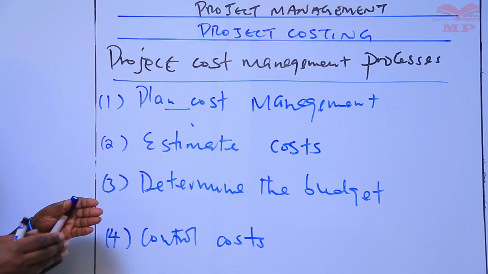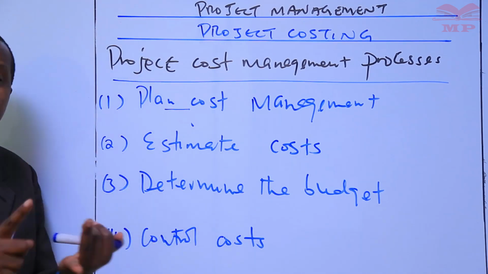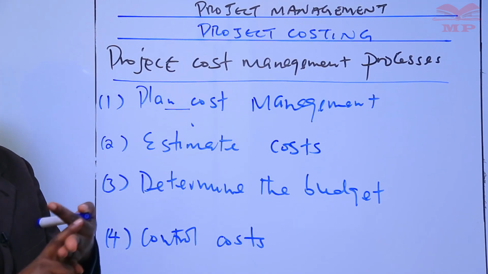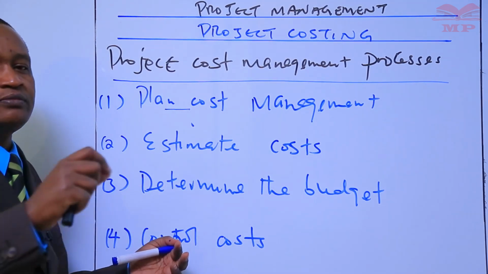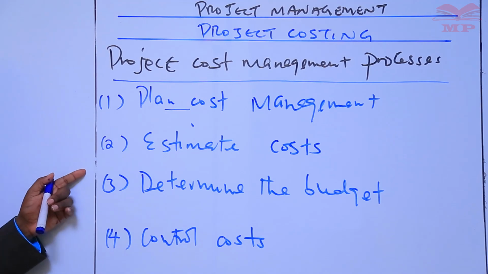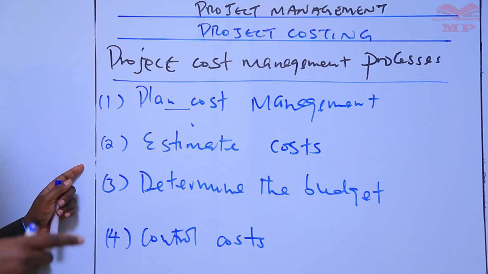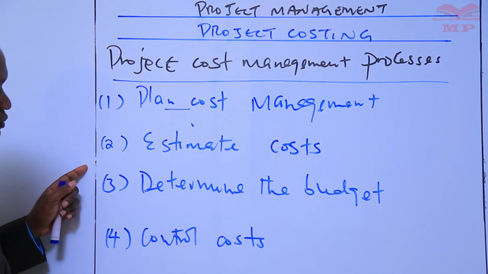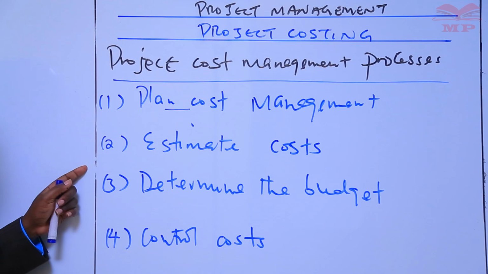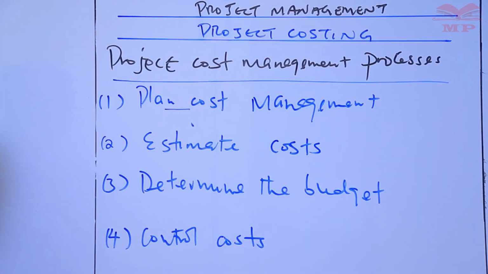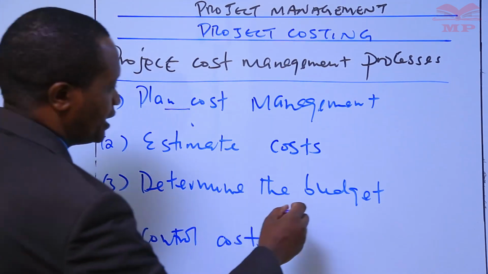And that may include, but is not limited to, labor, materials, equipment, services, contingency costs, facilities, as well as special categories such as allowance for inflation and so on. That is cost estimation. Then number 3, we have determination of the budget.